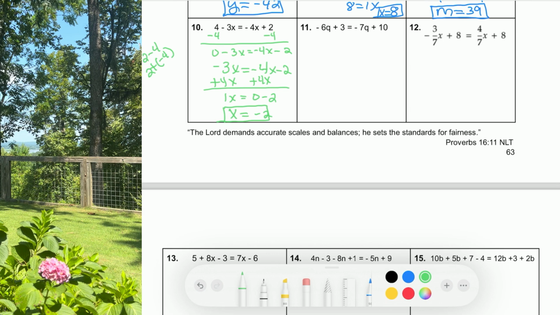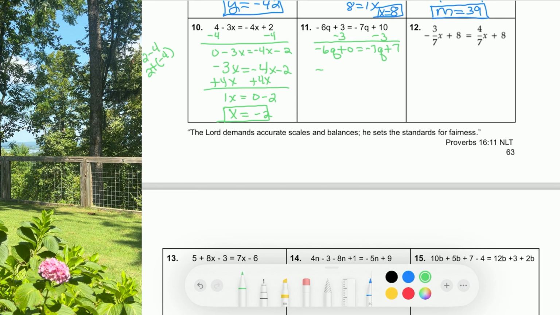All right, moving on to number 11. Again, we have items on both sides, so we need to move our numbers first. So I'm going to subtract my 3. Now notice I'm only subtracting the 3 from the numbers that don't have a variable with it. I can't subtract them from something with a variable because they're not like terms. So I end up with negative 6q plus 0 equals negative 7q plus 7.